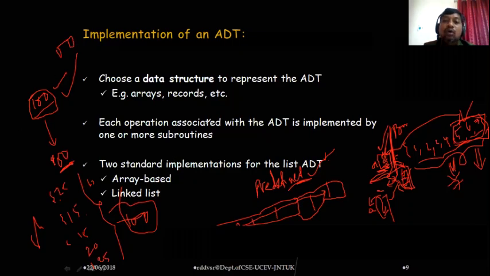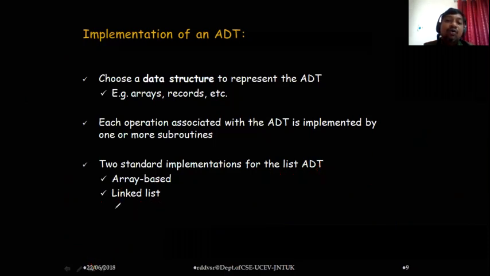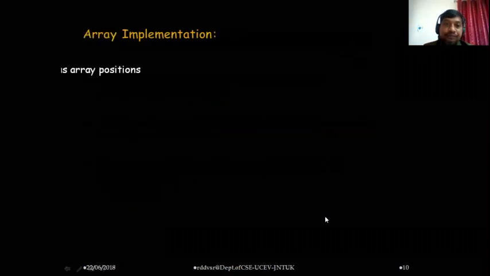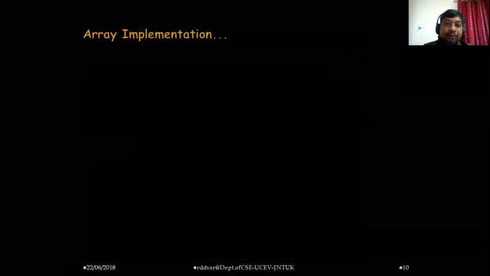So to overcome these difficulties, we'll go for linked list. Now we'll see what is linked list and what are all the operations. Linked list is basically a linear data structure. Yeah, this is the array implementation.